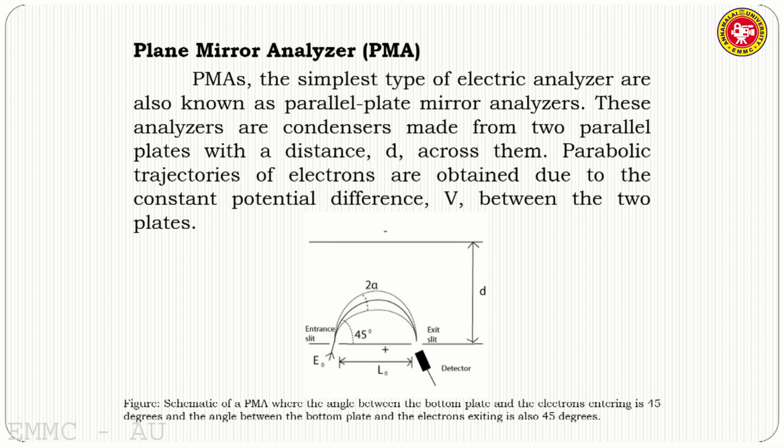The PMA is the simplest type of electrostatic analyzer, also known as a parallel plate mirror analyzer. These analyzers are condensers made from two parallel plates with a distance d across them. Parabolic trajectories of electrons are obtained due to the constant potential difference V between the two plates. In the PMA, the angle between the bottom plate and the entering electron is 45 degrees, and the angle between the bottom plate and the exiting electron is also 45 degrees.